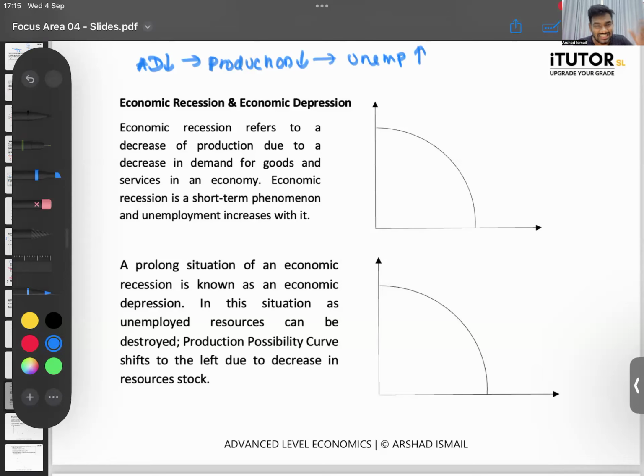What is the end result of a recession? Because of recession, there are unemployed resources. So you can show that by a point moving inside. That's how you show a recession. Now, if this recession continues, let's say for 2 or more quarters, one quarter is 3 months, so if it continues for 6 months or more, then what happens? Then these unemployed resources might start to get destroyed, right?